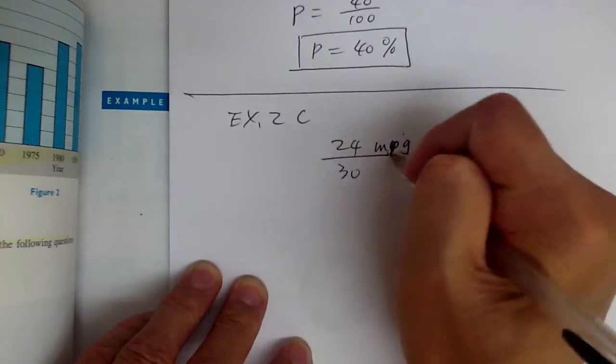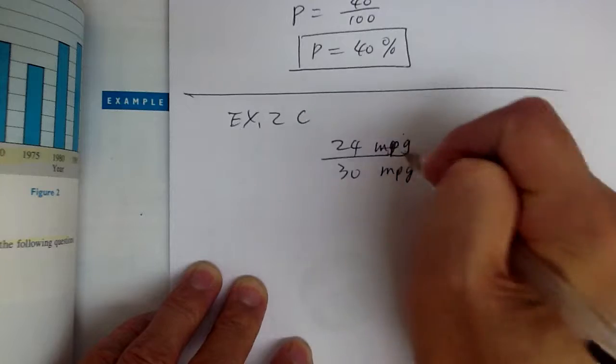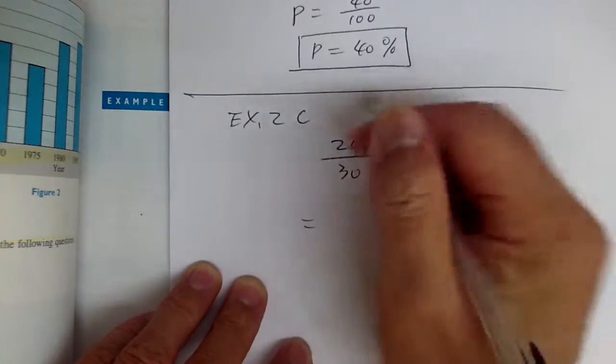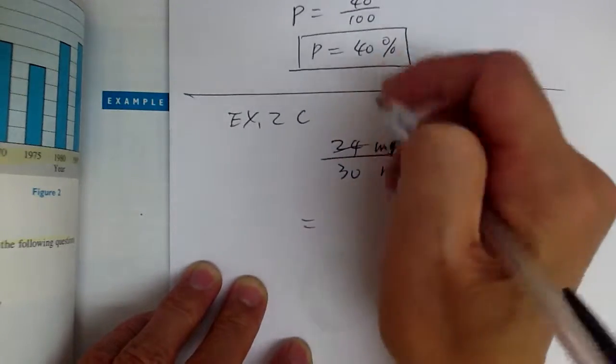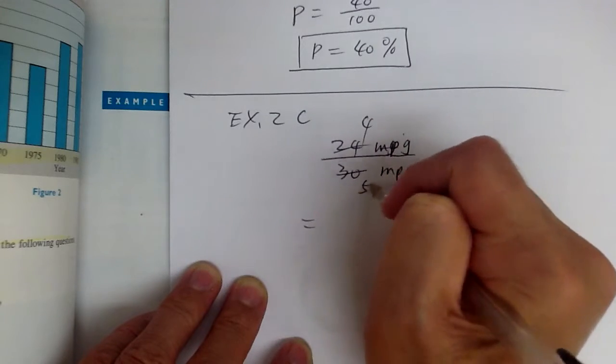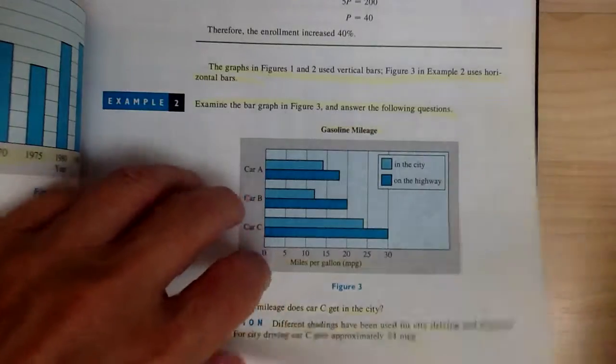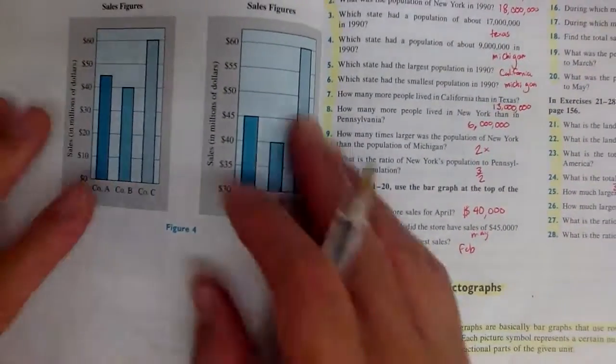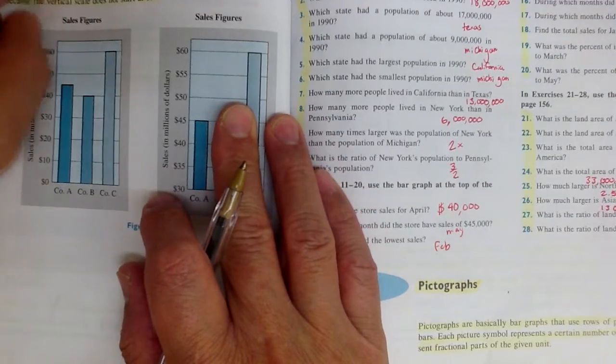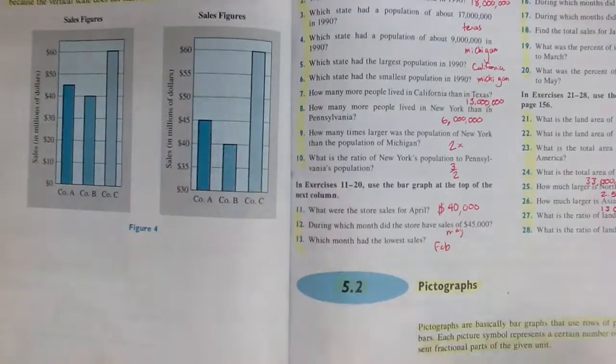So 24 over 30. So this cancels out. So reduce, you can divide by 6, so you get 4. Reduce by 6, you get 5, and this cancels out. So the answer is 4 to 5. Okay? So it'd be 4 to 5. And so you can just read this off and compare.